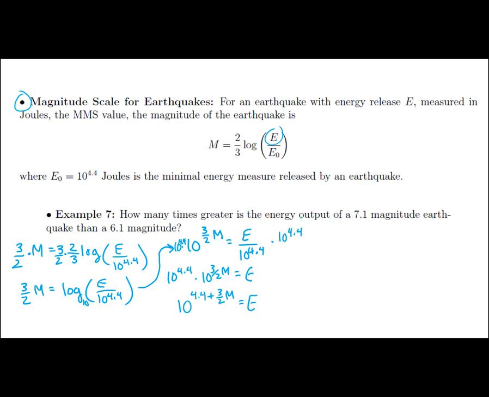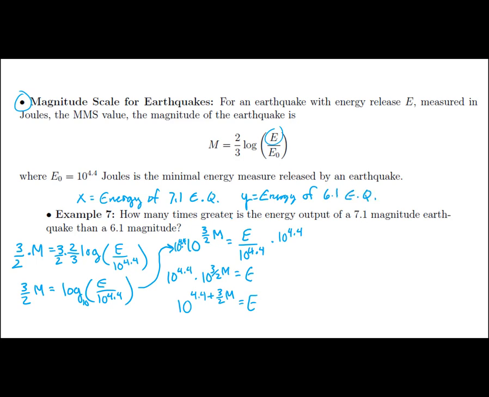So the question is asking us about energy output for two different magnitudes. Since we're talking about two different energy outputs, let's give them two different names. Let's say X is the energy of the 7.1 earthquake, and then Y is the energy of the 6.1 earthquake.